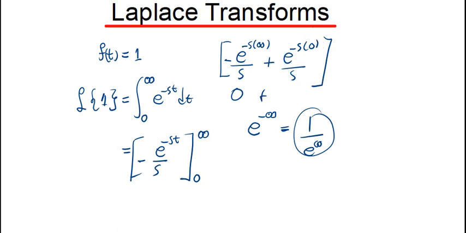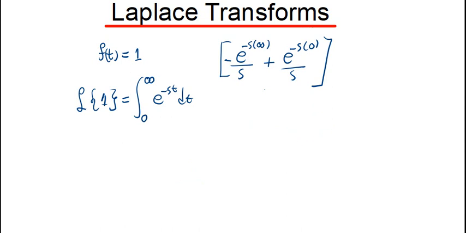Now when you look at this one, you observe that here you're going to get a 0, of course, plus this is going to be a 1. How is it going to be a 1? Because you have e to the power s multiplied by 0. We don't really care what s is, whether it's positive, negative, big, or small, it's still going to be a 0. So that would be e to the power 0 divided by s, giving us 1 over s.